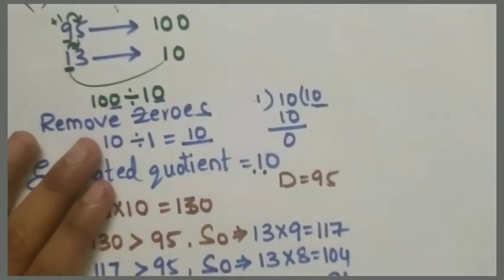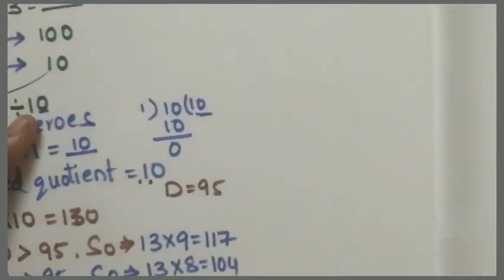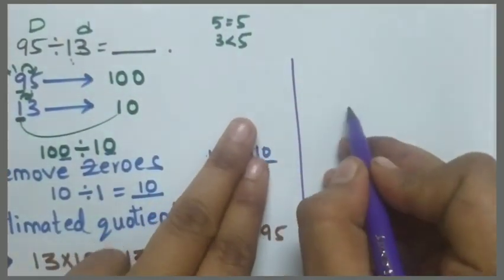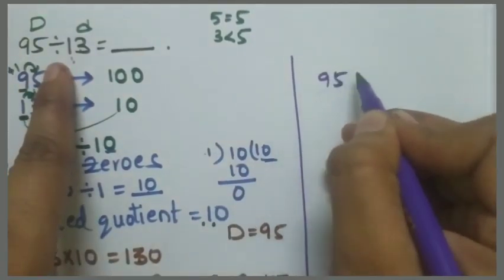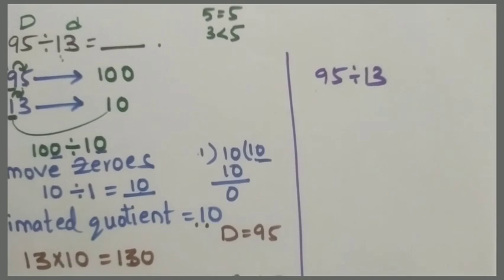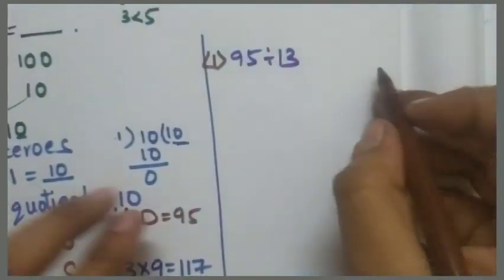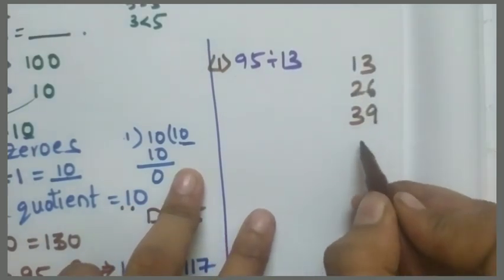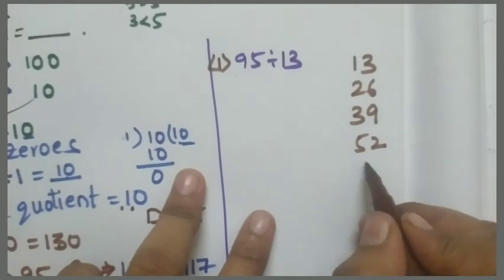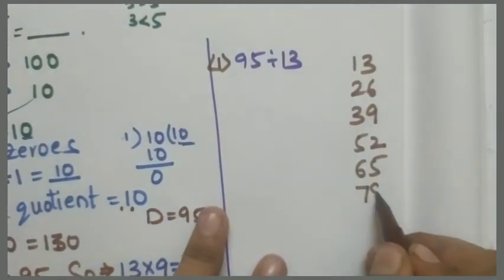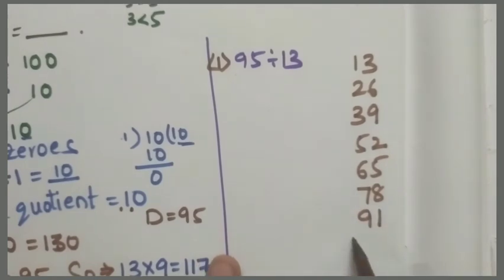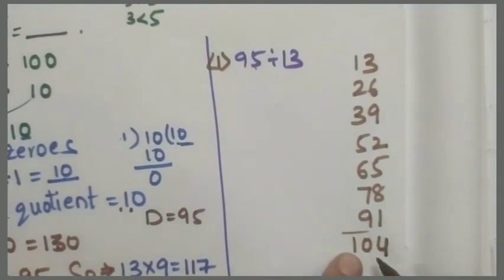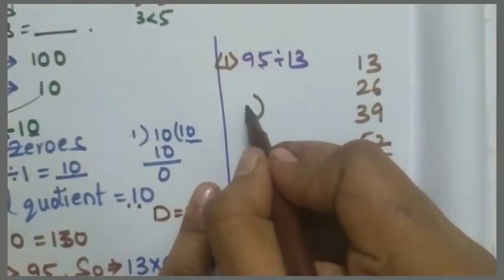This whole process you have to do. Without doing this, I will explain directly. This is the second method. 95 divided by 13 is given. Right here, the 13 table. 13 ones are 13, 13 twos are 26, 13 threes are 39, 13 fours are 52, 13 fives are 65, 13 sixes are 78, 13 sevens are 91, 13 eights are 104. Here 95 is given. It will be here, so I have stopped up to here.